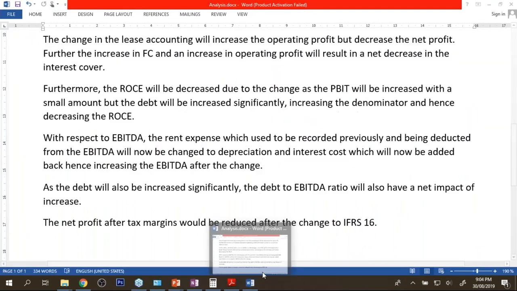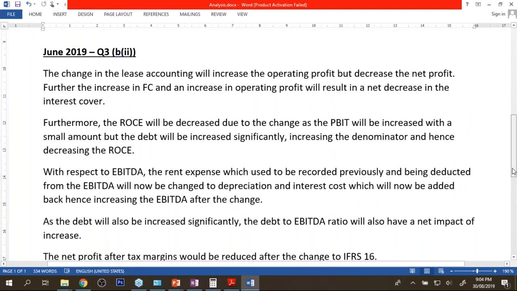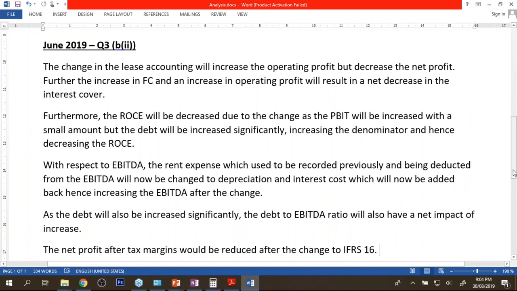Okay, so you people can quickly take the snapshot of the answer so that we can move next. We still have a lot to discuss.